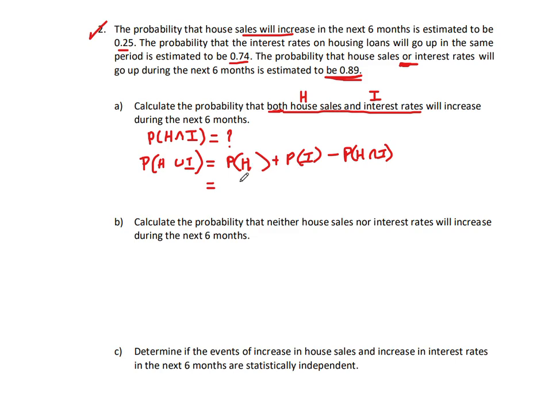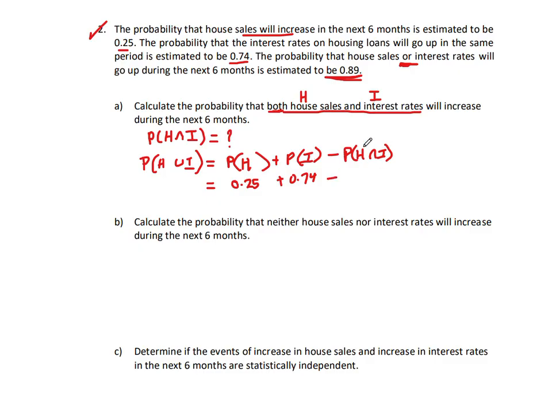So the probability of H, which is the probability that house sales will increase, is 0.25, as given in the question. And the probability that interest rates will increase is 0.74.